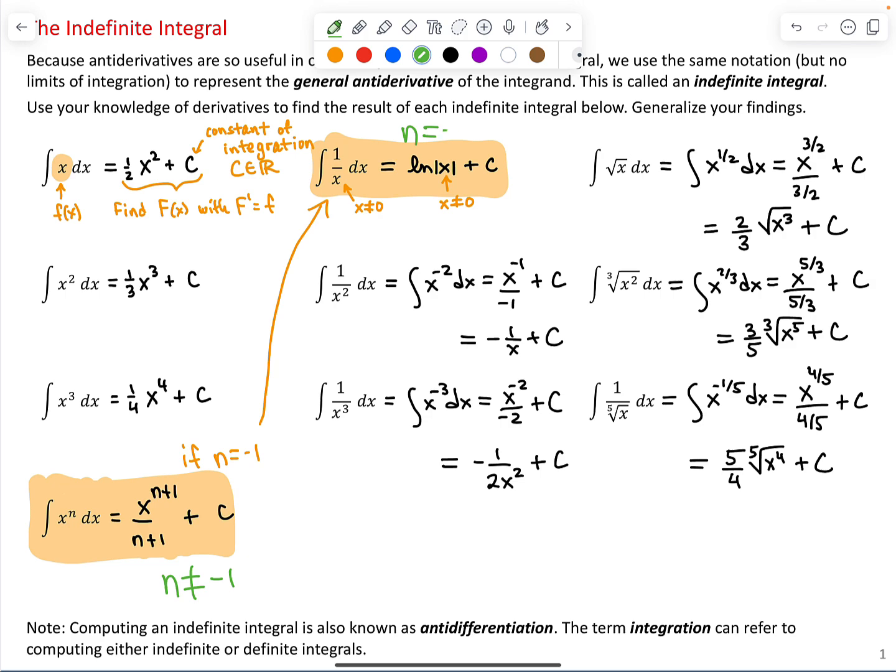Note that computing an indefinite integral is also known as anti-differentiation. I've been using that word. The term integration we should now use more generally because it can now refer to computing either indefinite or definite integrals. So everything I've done on this page you can call both integration and anti-differentiation. But integration can also be used for when you're computing a definite integral. Okay, let's go to the next page.